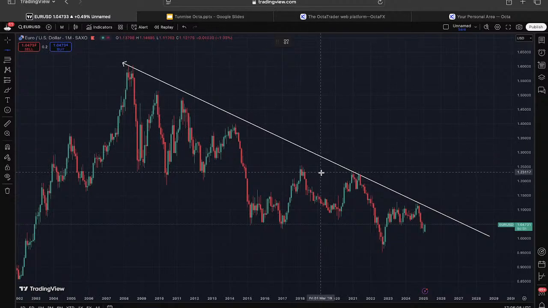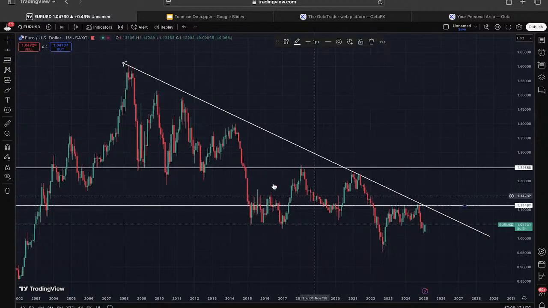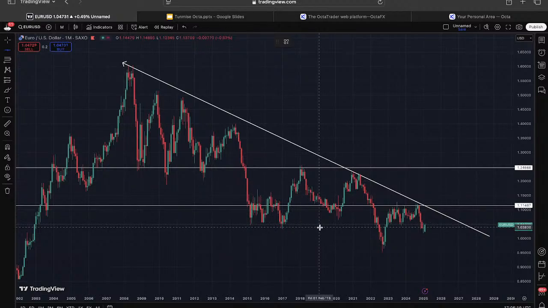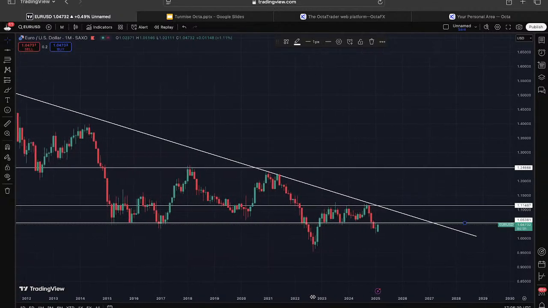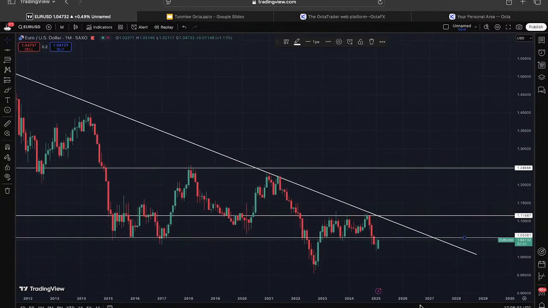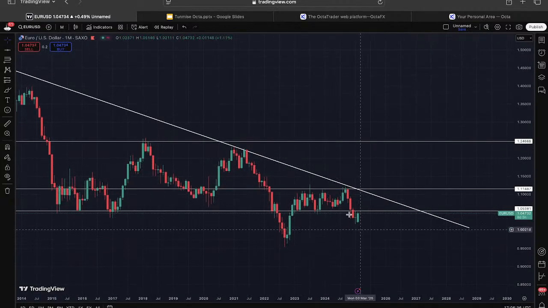These are key levels to watch. All right, good. So when we look at this now, we can see that there's some key levels that we're going to watch.